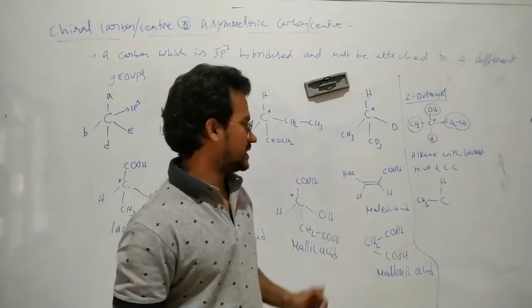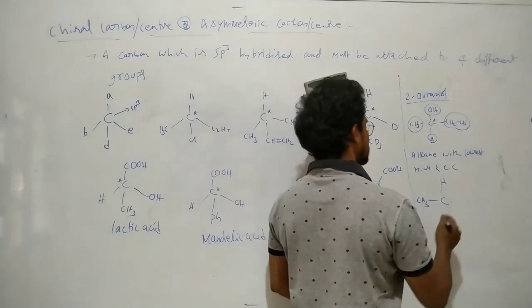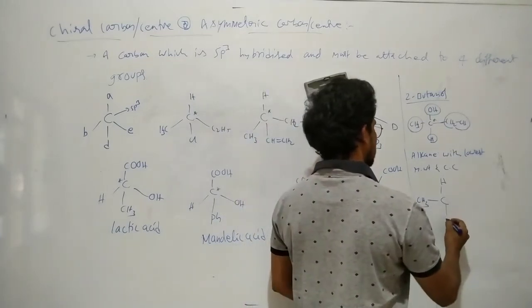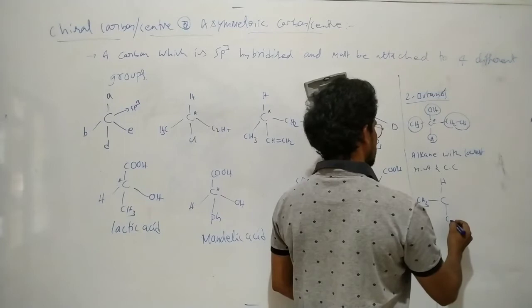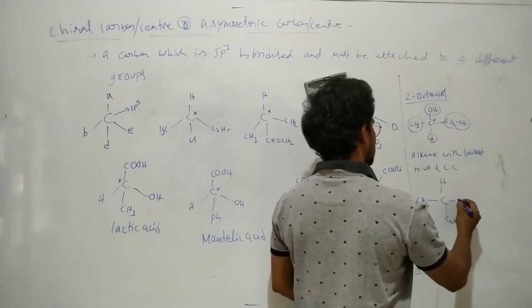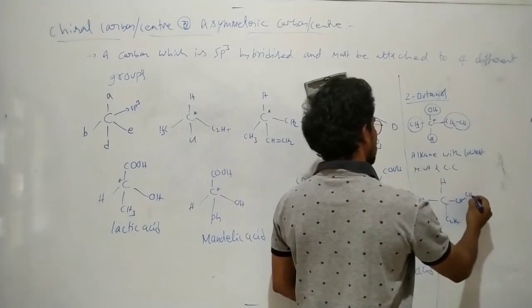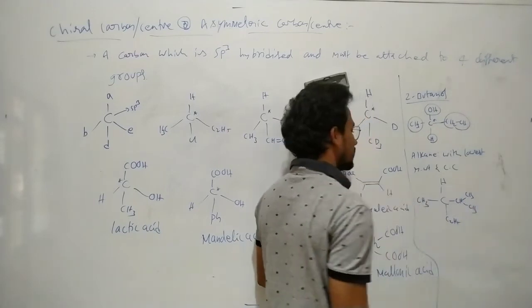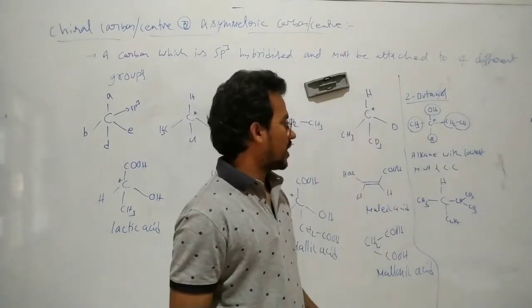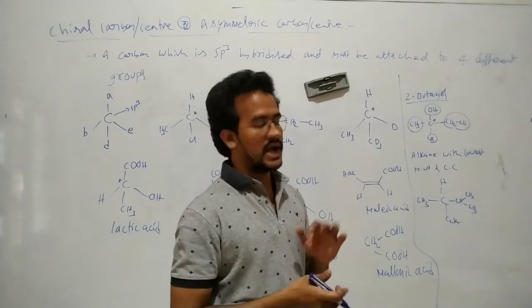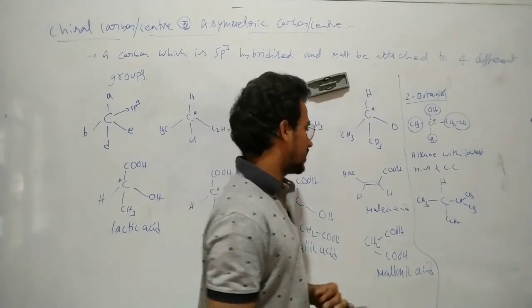So in that case there are hydrogen, CH3, C2H5, and next CH3 and C3H7. Okay, it is the lowest molecular weight alkane with one chiral carbon.